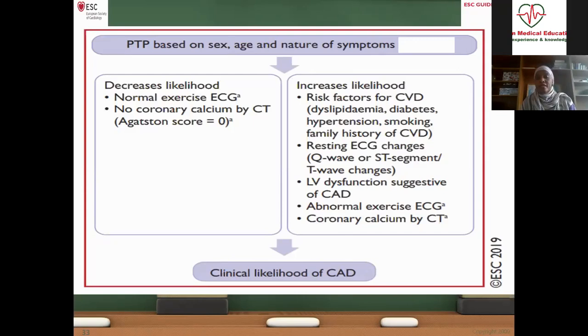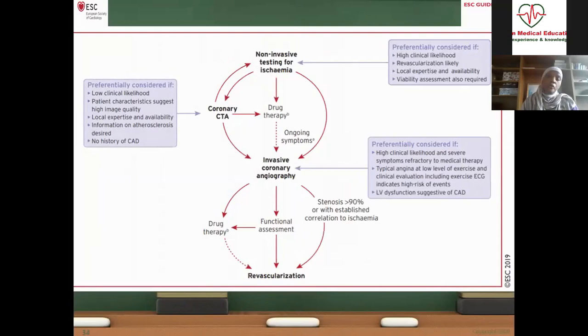Next. So those parameters, together with the pre-test probability, will guide us to the next step, which is choosing which non-invasive test you are going to send this patient for. So coronary cardiac CT, you might wish to consider for those with low clinical likelihood. Also you should consider the patient characteristics. If they suggest that you will get a high image quality, then those patients are suitable for cardiac CT. Those with a heart rate of less than 60, of course in sinus rhythm.